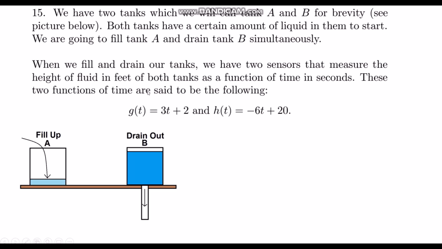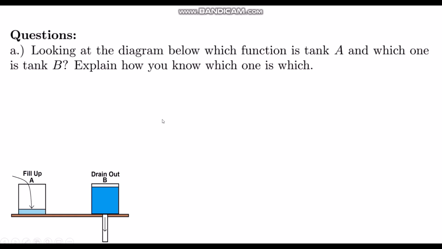When we fill and drain our tanks, we have two sensors that measure the height of fluid in feet. So we're determining the height as a function of time in seconds. These two functions of time are said to be the following. So these values are really our height values right here. And t is typically time, so that makes sense. So looking at the diagram below, which one is tank A and which one is B? Explain how you know which one is which.